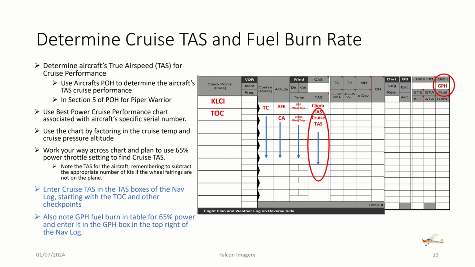Also note the gallons per hour fuel burn in the table for the 65% power setting and enter it in the gallons per hour box in the top right of the nav log. For the particular Piper Warrior that we're flying at 65% power throttle under best power cruise, we're looking at around 8.8 gallons per hour.